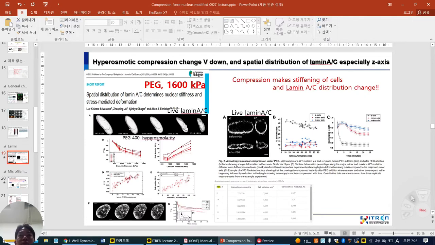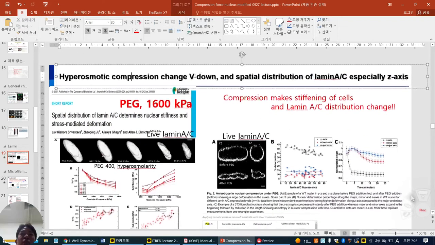And the next, also, without any machine, there is one way to compress the cell, which is hyperosmotic pressure. Hyperosmotic pressure means that when you add more, for example, more FBS to the media, which is one of the ways to induce hyperosmotic pressure. Okay? So hyperosmotic compression changes the volume down and the spatial distribution of laminase, especially the z axis.